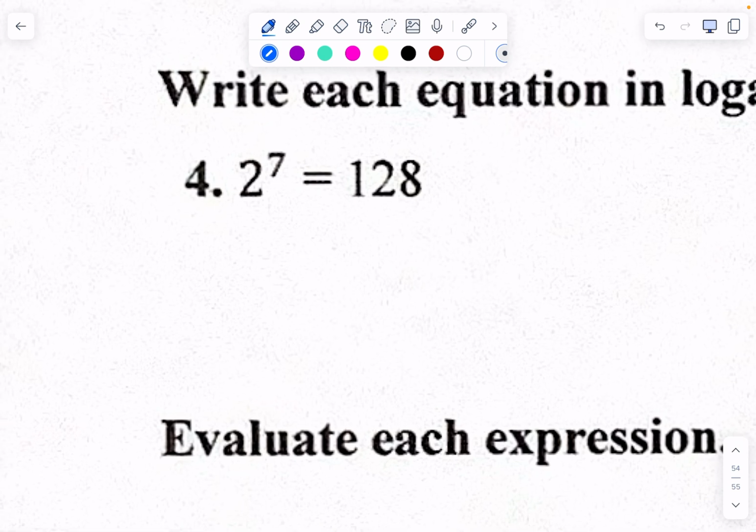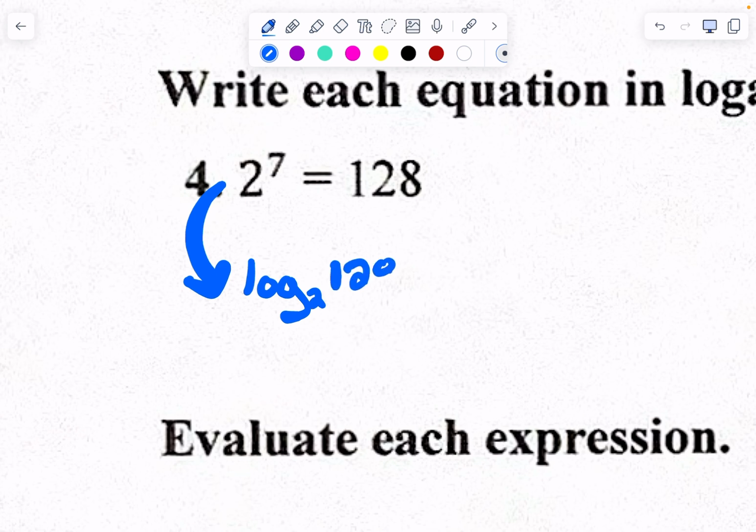Number 4. Are we ready for number 4? Okay, Colton, you were doing some of these wrong the other day, so pay attention as we go through this because I want you to make sure you do this right. All right, number 4, this is an exponential function, so we have to change to a log. What's the base going to be? 2. 2 to the 7th is 128, so log base 2 of 128 equals 7.